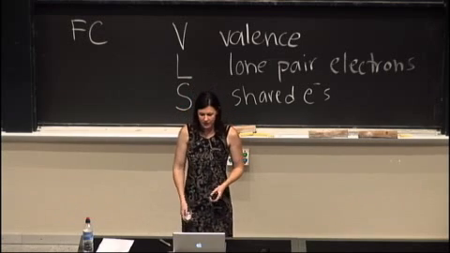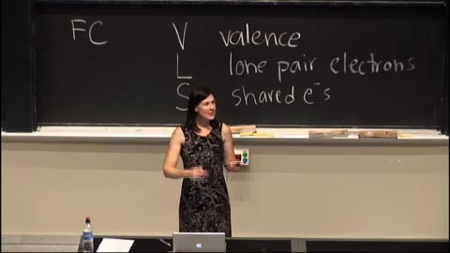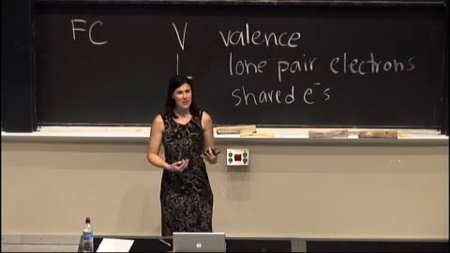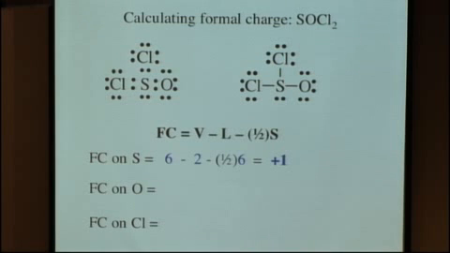If we look at sulfur, what we need to do is take the valence electrons in sulfur, and there are 6. By looking at the periodic table, it's right underneath oxygen, so those both have 6 valence electrons. There are 2 lone pair electrons on sulfur. We only have 1 lone pair, 2 electrons. And then we end up having 6 shared electrons, 2 from each of the bonds. So we end up with a formal charge on sulfur of +1.